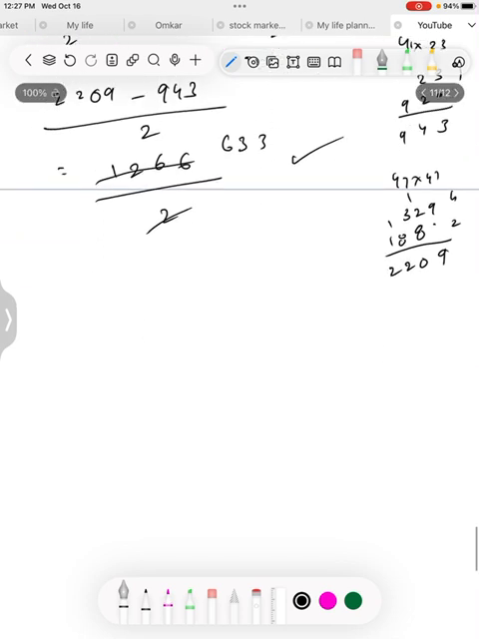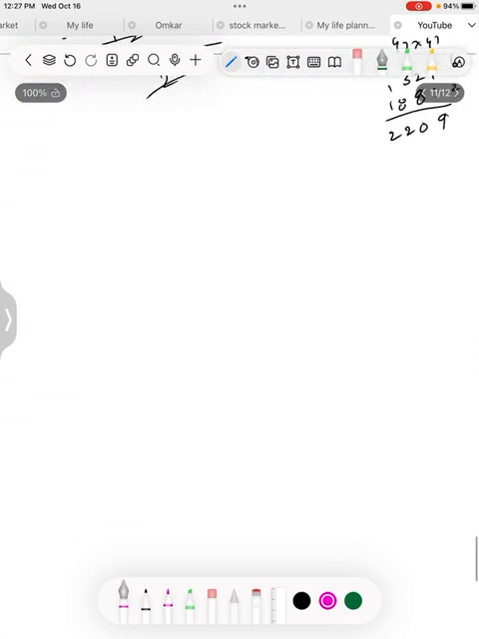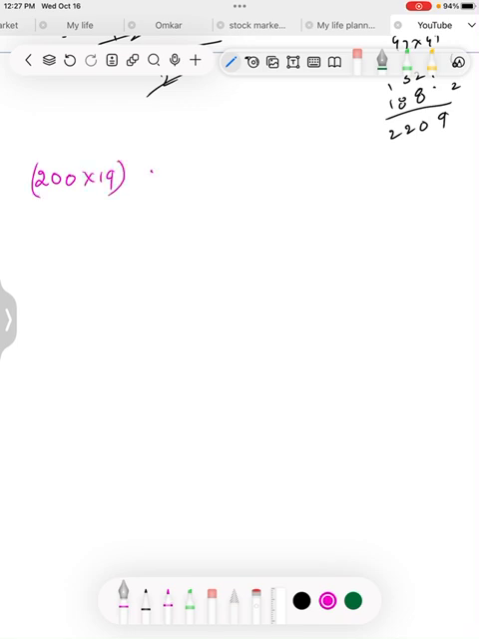Don't get too hurried. The simple way only will get the answer. Otherwise in the exam you won't get those tricks. You will get confused. So next question: 200 into 19 divided by 400 into 10. Okay, so you can just do it in this way. Go for simple things, like you can just cancel it. You can just do cancellation in this way.